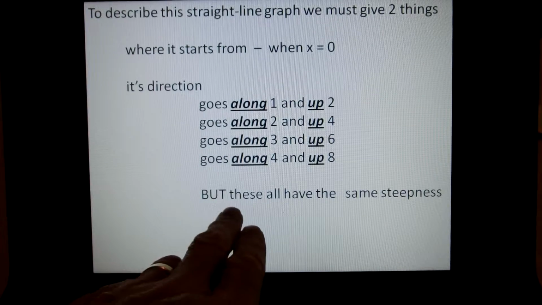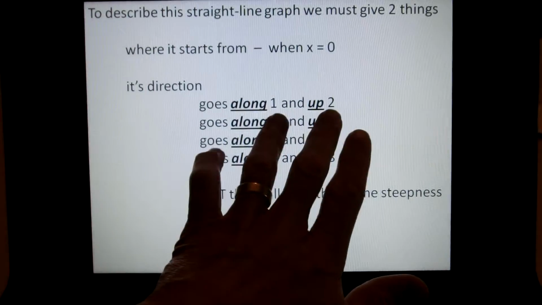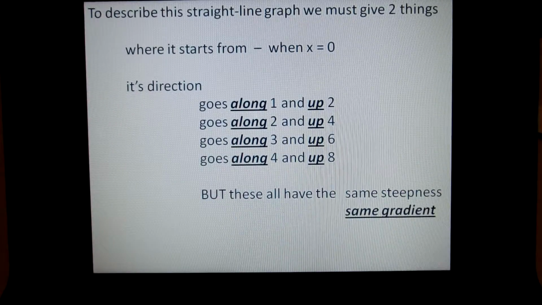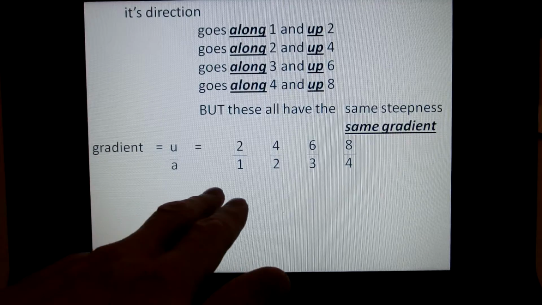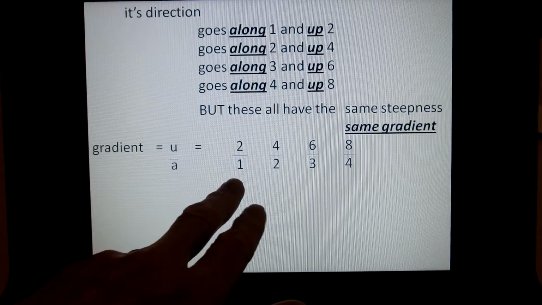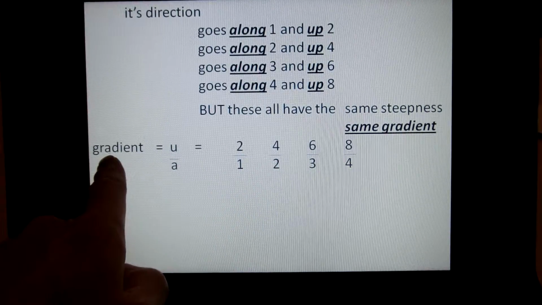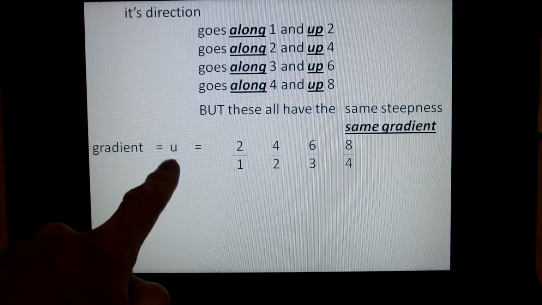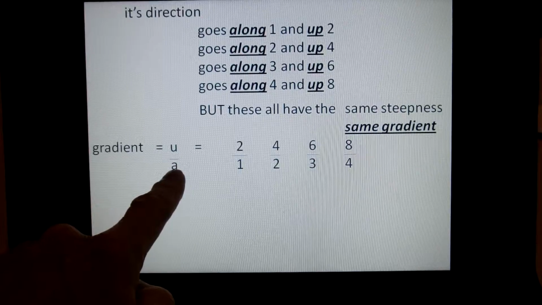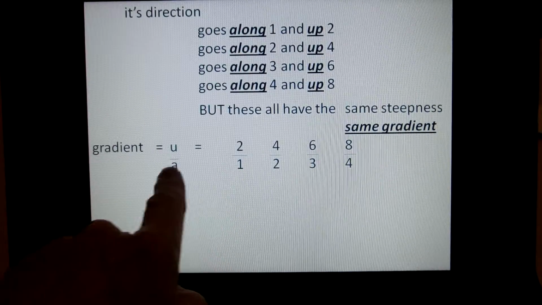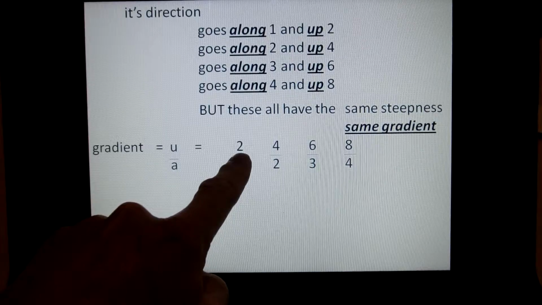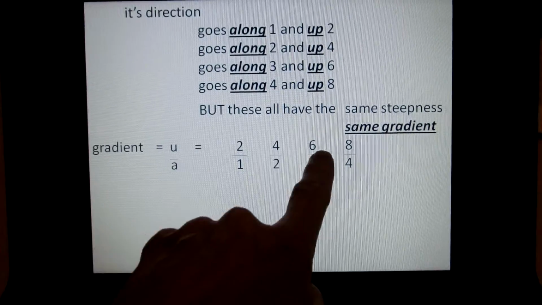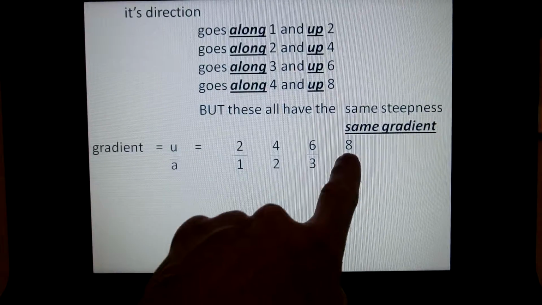Whether you use that pair of numbers, that pair of numbers, or that pair of numbers, they all have the same steepness, the same gradient. And it's basically the ratio idea here. The gradient, as we define it in maths, is the up distance divided by the along distance. It's the ratio of the up distance to the along distance. So going along 1 up 2 is the same as going along 2 up 4, along 3 up 6, or along 4 up 8.